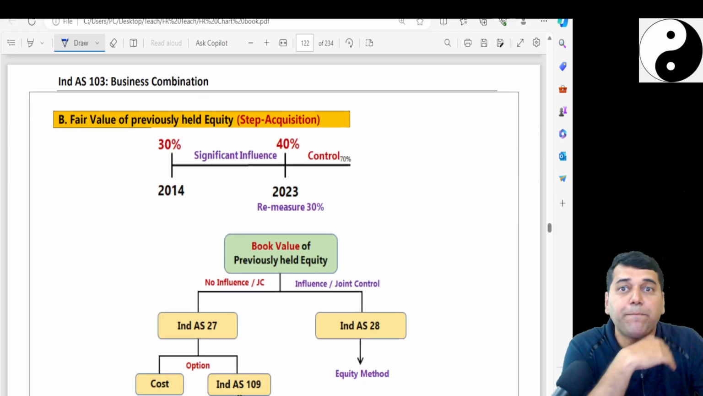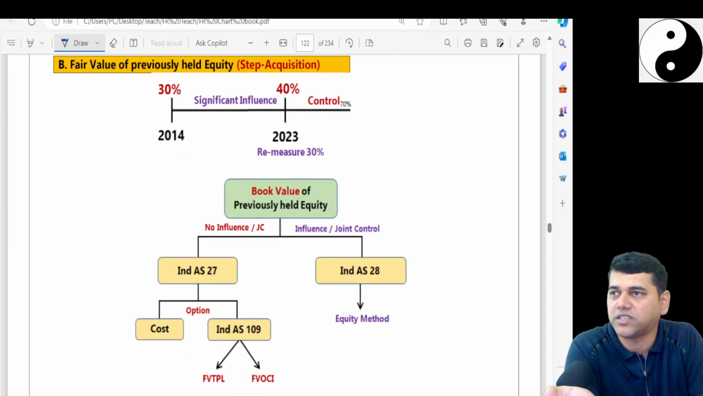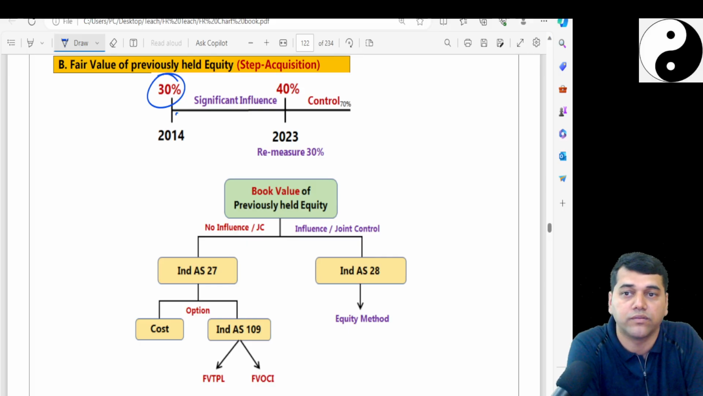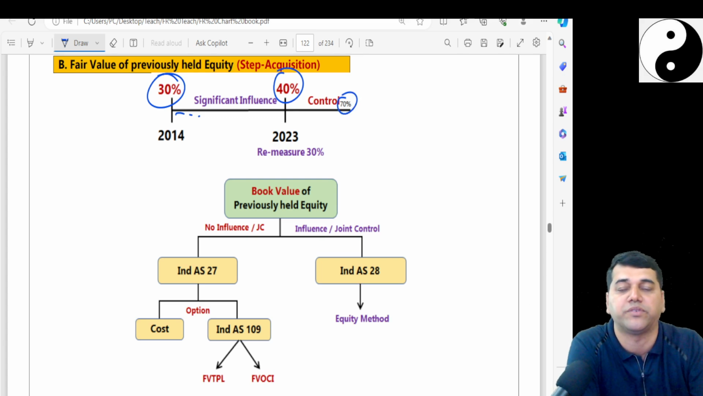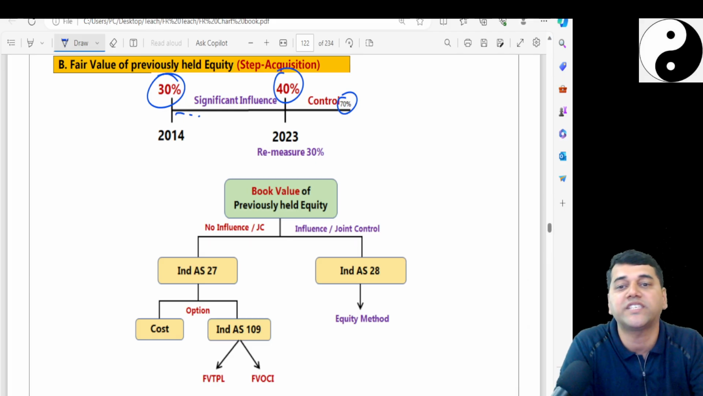It's called step acquisition. Now we already discussed it. Previously we were holding 30%. Yes, we started significant influence from now onwards. Before that there was nothing. In 2023, I will take over 40%. With this I get a control, I am holding 70%. The standard says the previous stake should be remeasured.